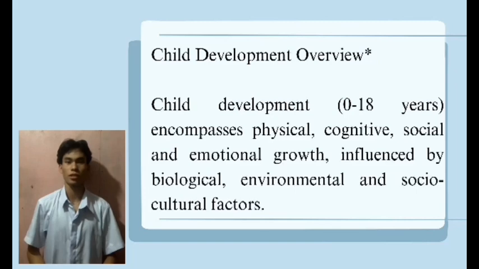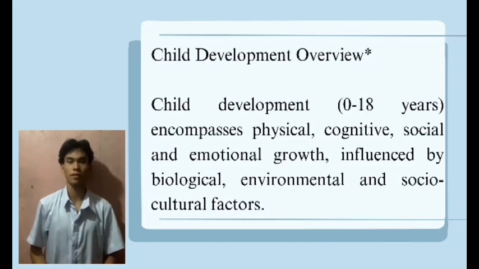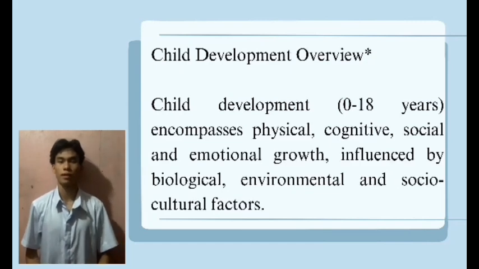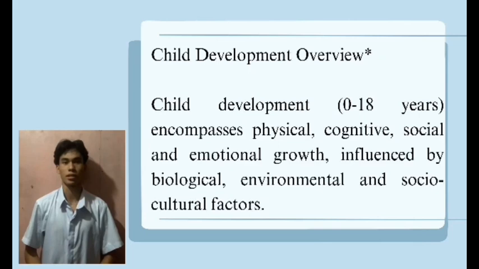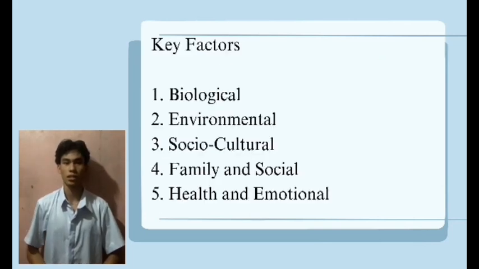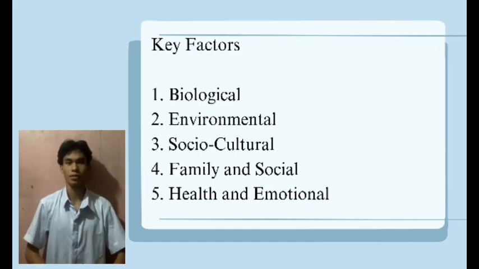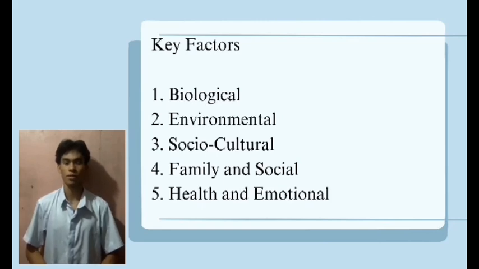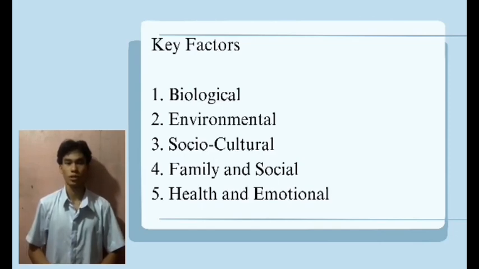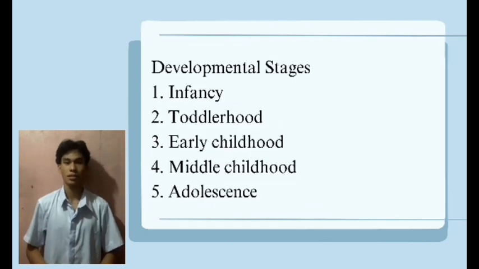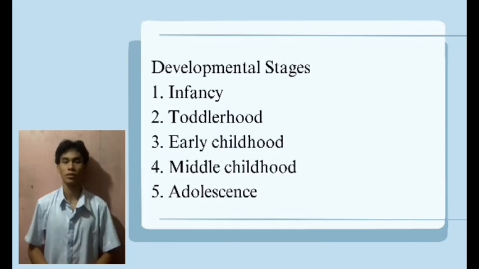Childhood development, 0 to 18 years old, encompasses physical, cognitive, social, and emotional growth, influenced by biological, environmental, and sociocultural factors. We have the key factors: biological, genetic, environmental, socioeconomic status, sociocultural and cultural norms, parenting, family and social, parent-child relationship, health and emotional, nutrition, healthcare. Developmental stages: infancy, 0 to 1, physical growth, and the next one is toddlerhood, 1 to 3 years old, and they learn language skills.